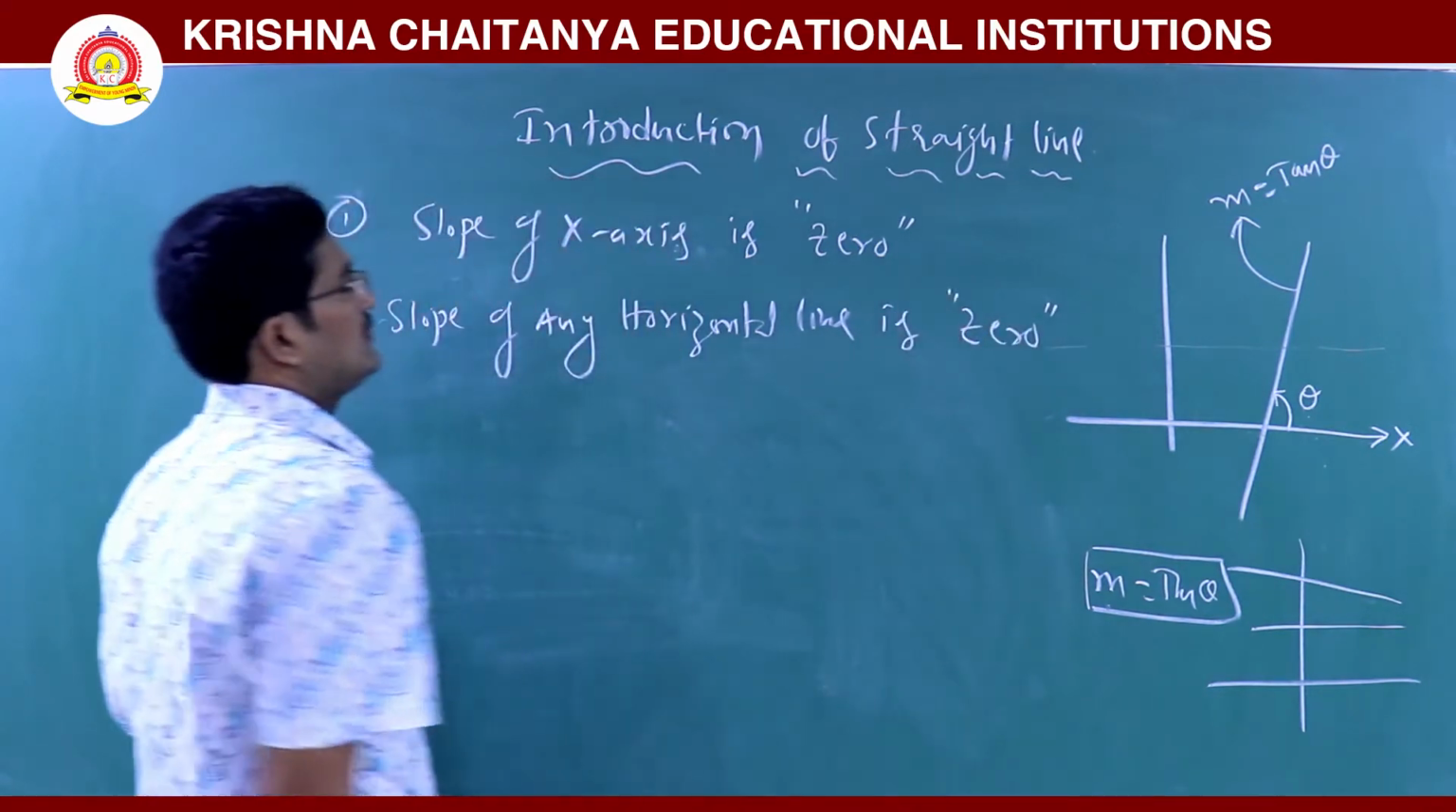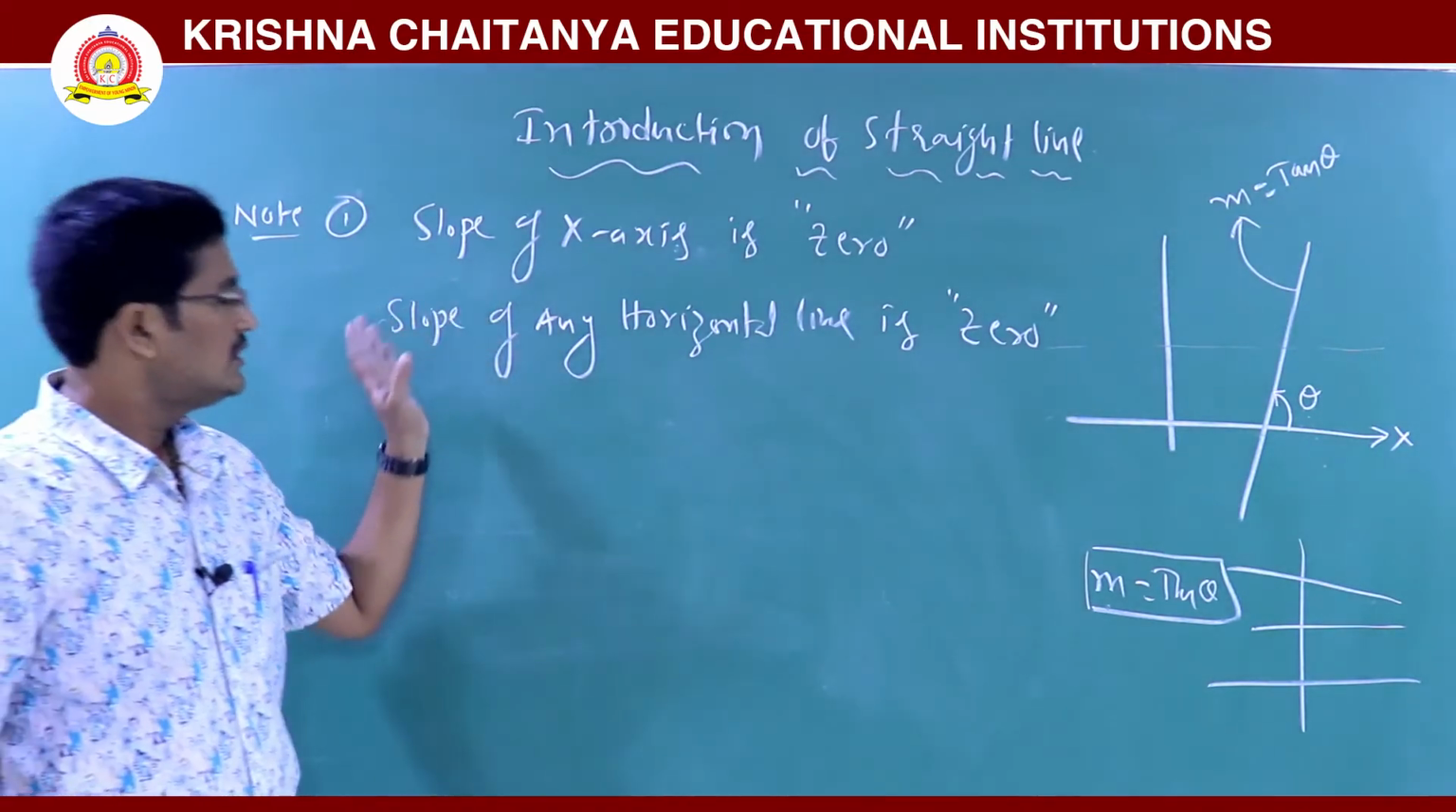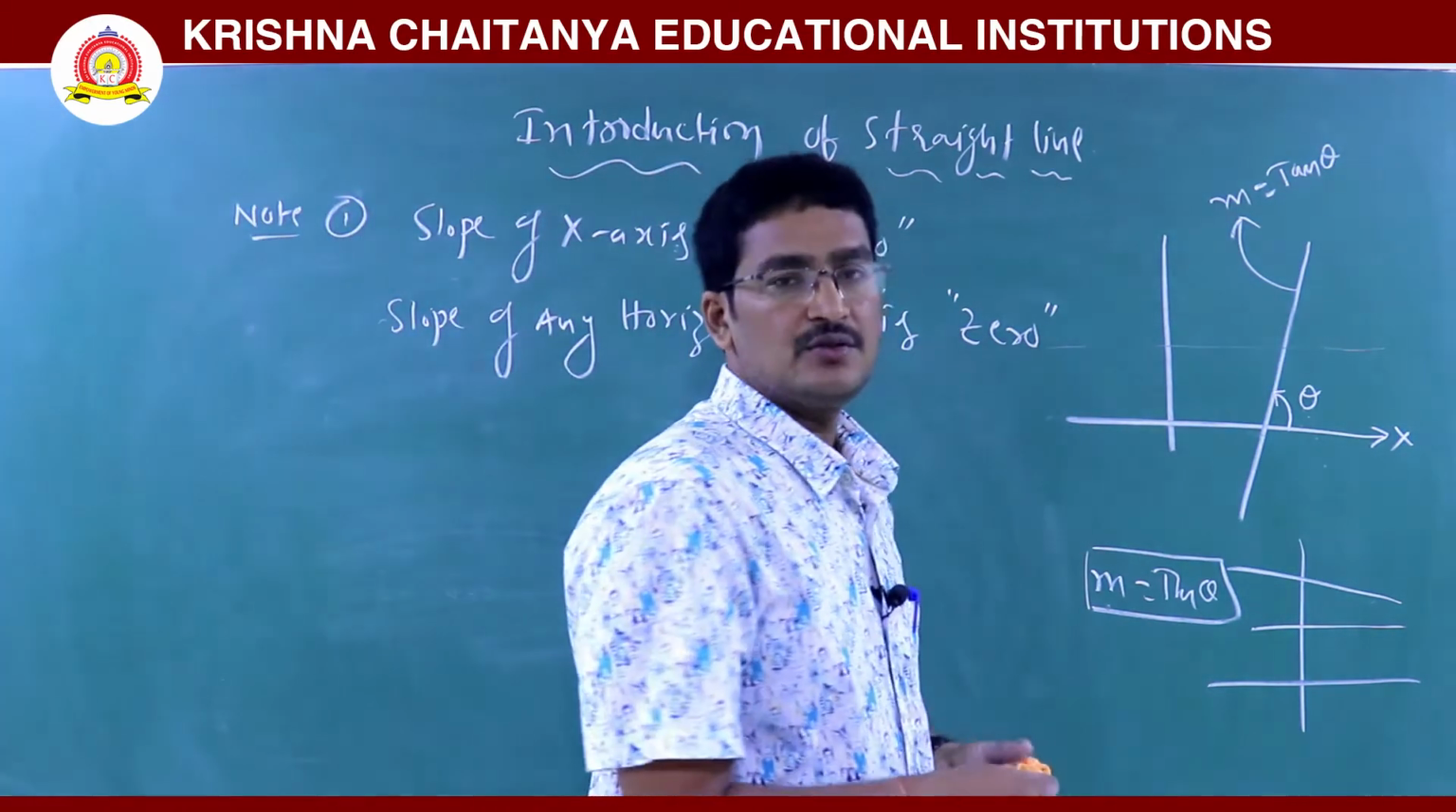Okay, you have to remember that one. So, slope of x-axis is 0. In the same way, slope of the horizontal line is also 0.